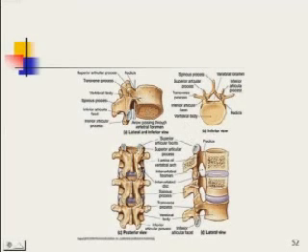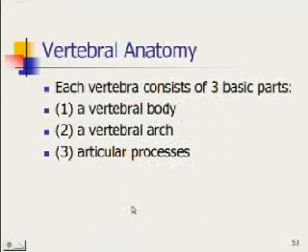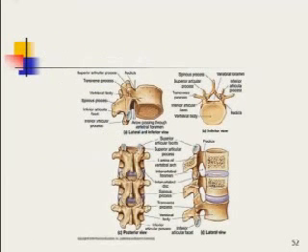You should also look at how these vertebrae are stacked upon each other. In a lumbar puncture, it's the ability to guide a needle into this intervertebral space to draw spinal fluid. Vertebral anatomy. Each vertebra consists of 3 parts: a vertebral body, a vertebral arch, and an articulating process. You should be able to identify these structures.